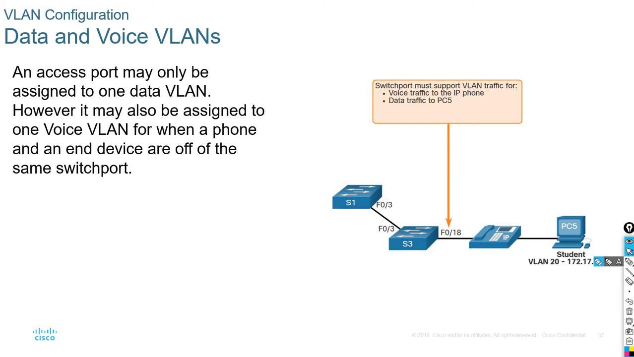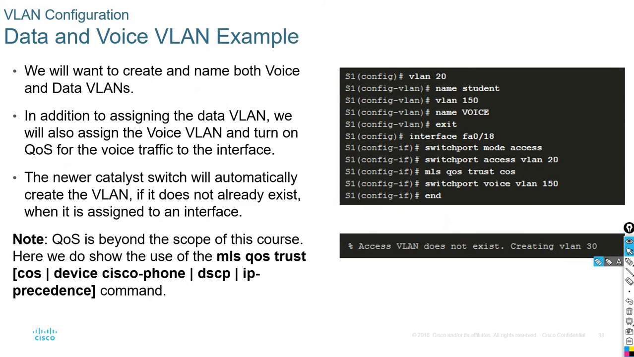We also discuss data and voice VLANs. In the data and voice VLANs example, you can go VLAN 20 name student and VLAN 50 name voice, exit, giving the interface, and switchport mode access, switchport access VLAN 20 and mls qos trust. We are using this for quality of service. Switchport voice VLAN 150.